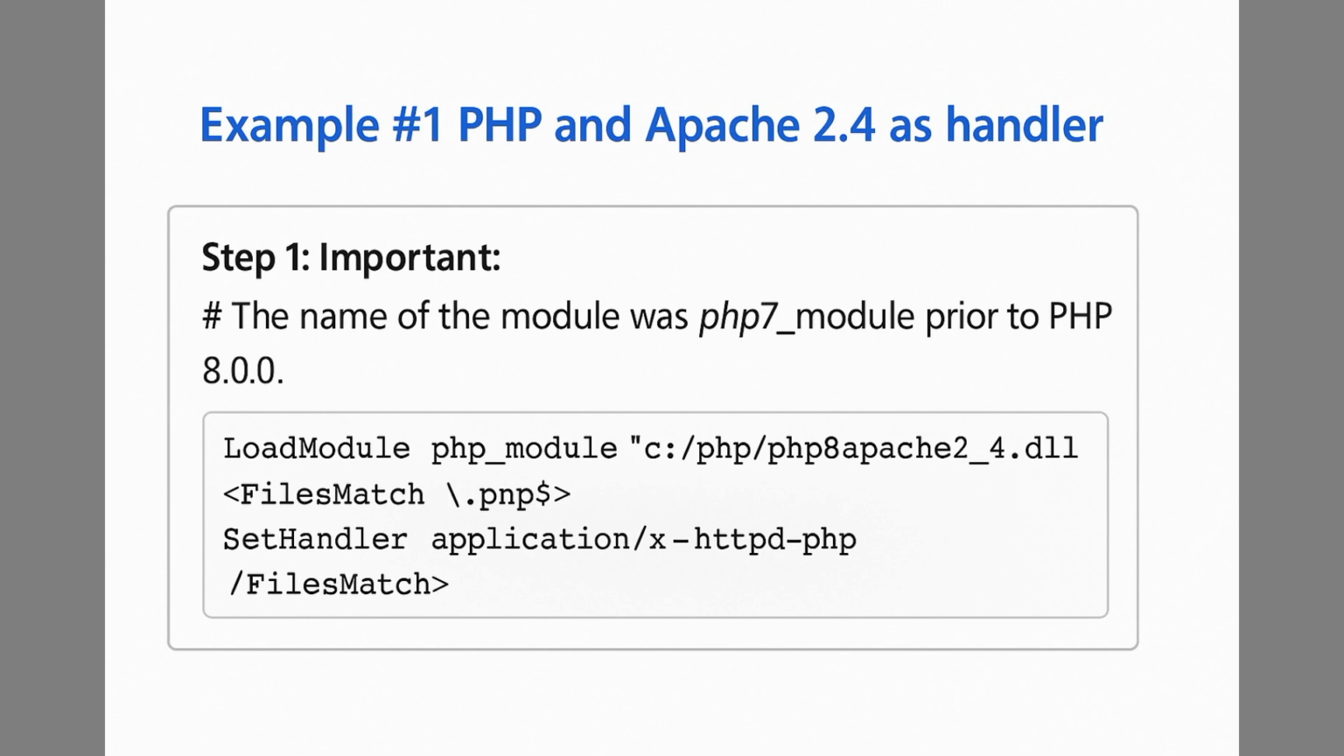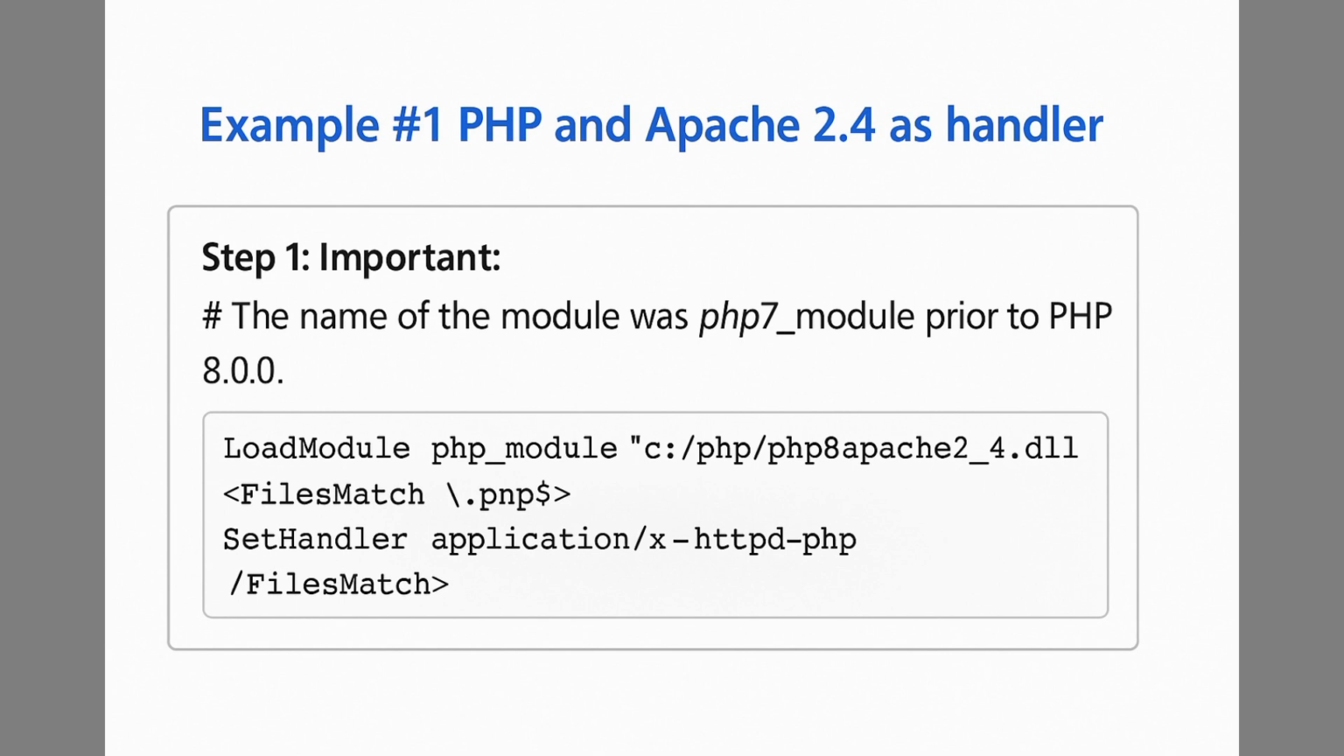Here is the configuration example for PHP 8 with Apache 2.4. LoadModule php_module "C:/php/php8apache2_4.dll". SetHandler application/x-httpd-php. Let's break this down step by step. The first line, LoadModule php_module, followed by the path to the PHP Apache 2.4 DLL, tells Apache where to find the PHP module file. This file acts as the bridge between Apache and PHP, allowing the server to understand and execute PHP code. The path shown here should match the actual location of your PHP installation.